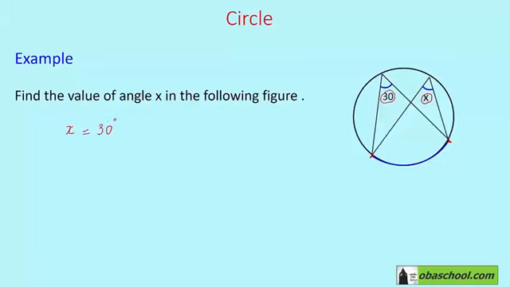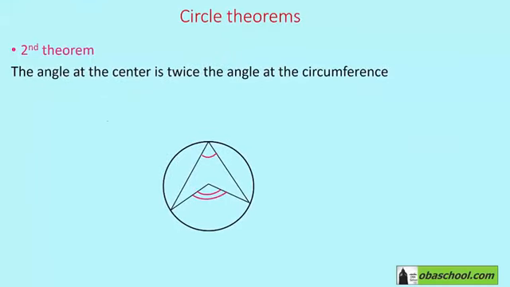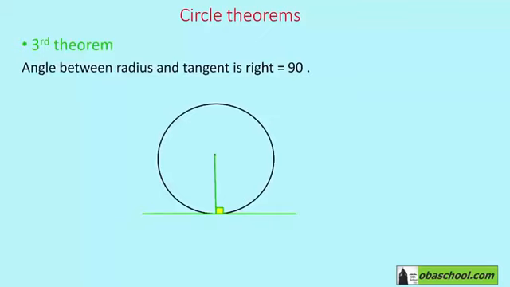Now for the second one, the angle at the center is twice the angle at the circumference. We have these two angles both facing the same segment of the circle, but one of them is at the circumference and the other one is at the center. The theorem says that the angle at the center is twice as much as the angle up above at the circumference.